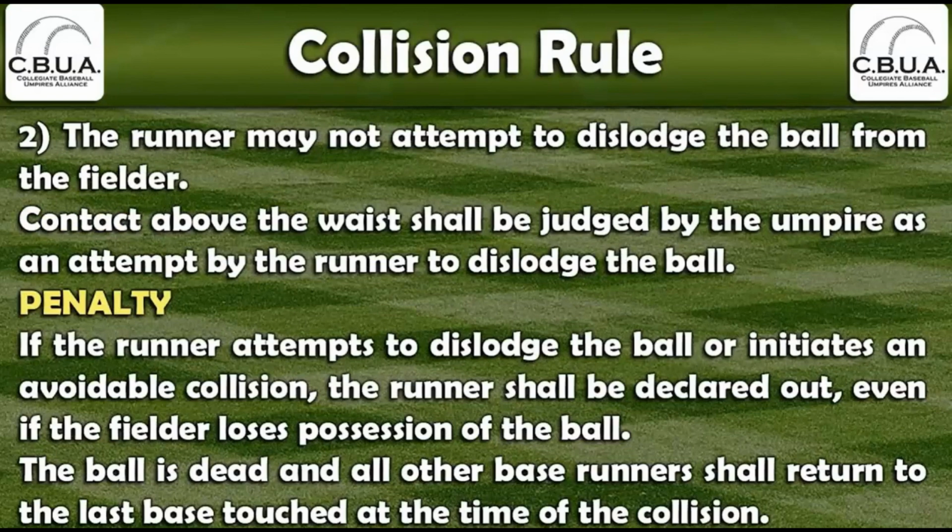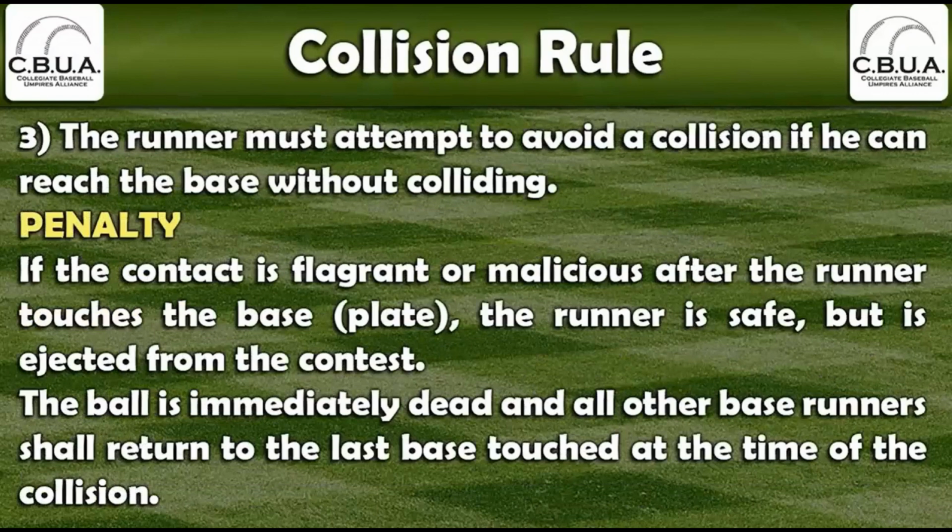Number 2. The runner may not attempt to dislodge the ball from the fielder. Contact above the waist shall be judged by the umpire as an attempt by the runner to dislodge the ball. The penalty? If the runner attempts to dislodge the ball or initiates an avoidable collision, the runner shall be declared out even if the fielder loses possession of the ball. The ball is dead, and all other base runners shall return to the base last touched at the time of the collision.